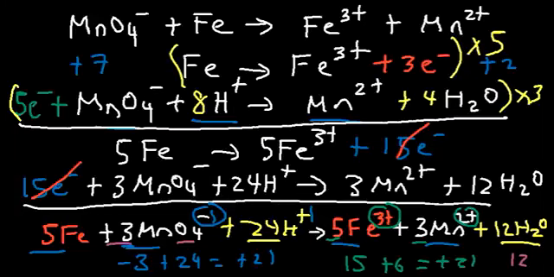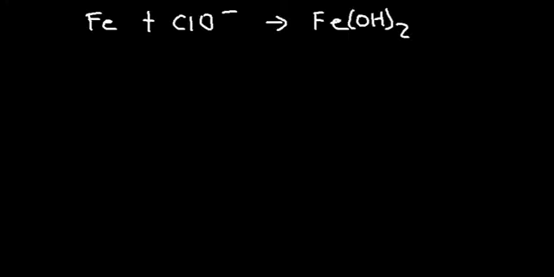So now let's try to balance these problems under basic conditions. So let's start with this example. Let's say we have iron metal plus the hypochlorite ion, and let's say that turns into iron 2 hydroxide plus chloride. So let's start with Fe. So we have Fe turning into Fe(OH)2.